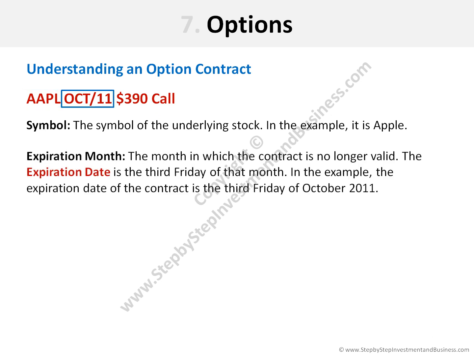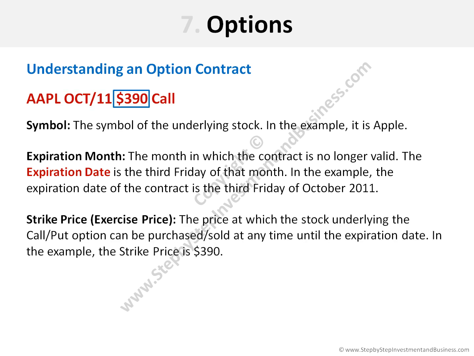Then, it is indicated what is known as expiration month. It is the month in which the contract is no longer valid. The expiration date is the third Friday of that month. In the example, the expiration date of the contract is the third Friday of October 2011. Notice that the contract refers to October 2011. This is the month in which the contract expires. The specific day of that month in which the contract expires, by convention, is the third Friday of this month.